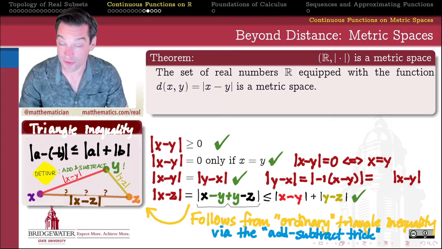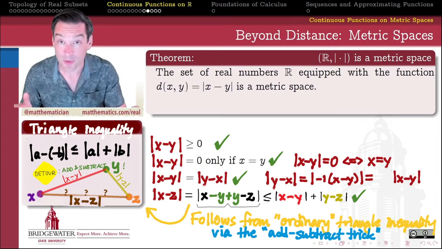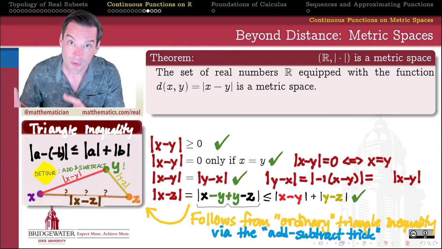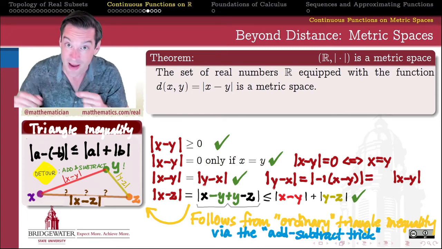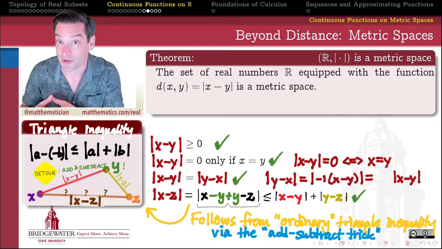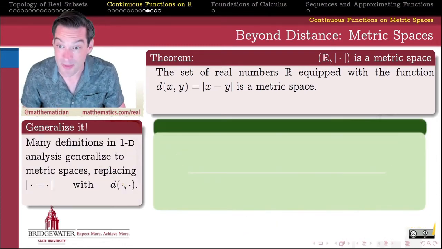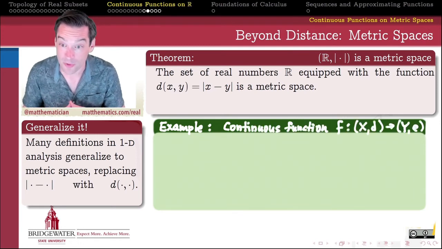So what's the moral of this story? The moral of the story is that, yes, this is one particular example of a metric that we've been working with all semester so far. But why we're interested in metric spaces is that a lot of the times that we were working with absolute values of differences in our previous definitions, we were really secretly working with a metric. And many definitions from our ordinary one-dimensional analysis will generalize to the more general context of metric spaces.